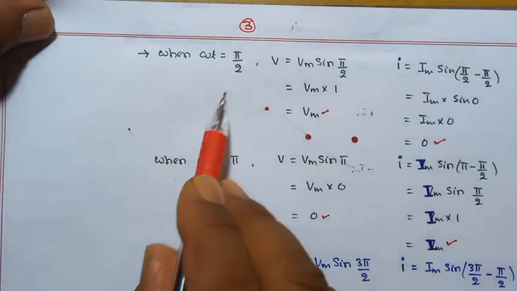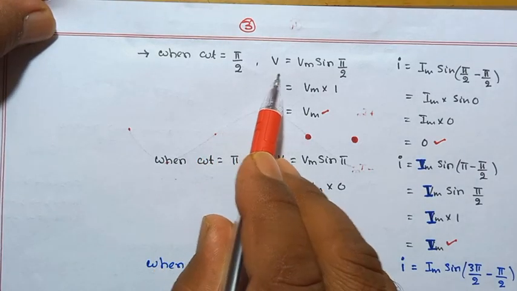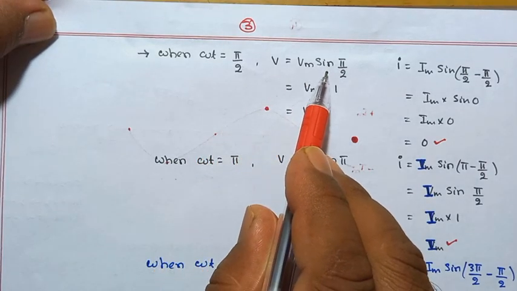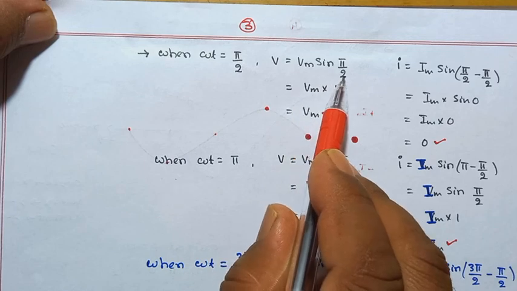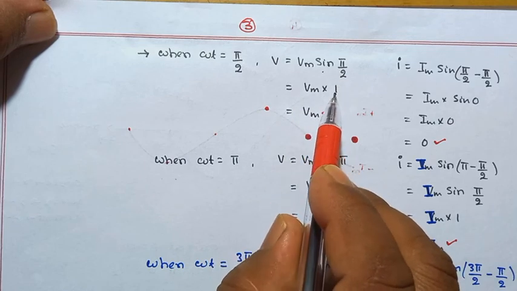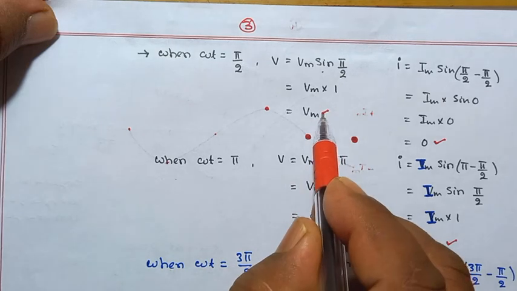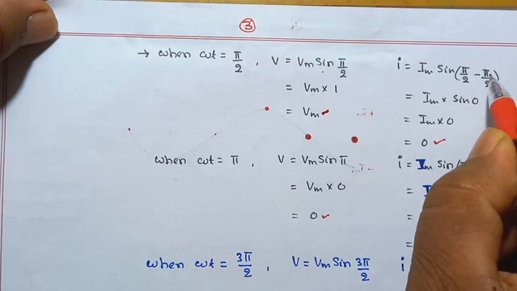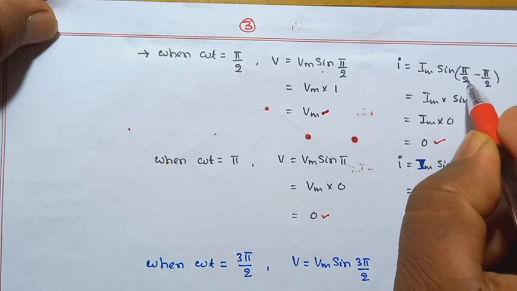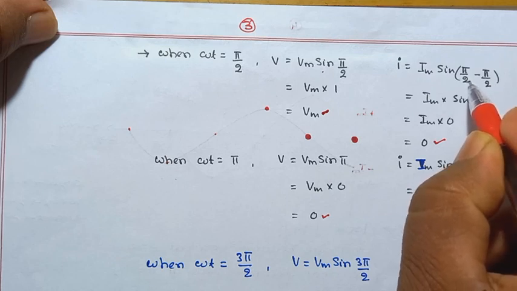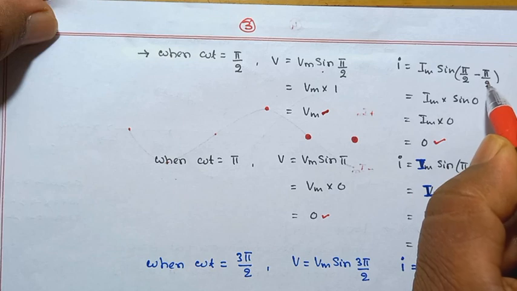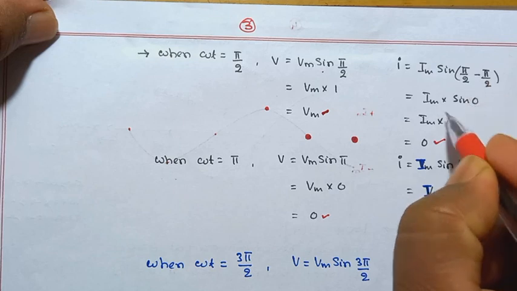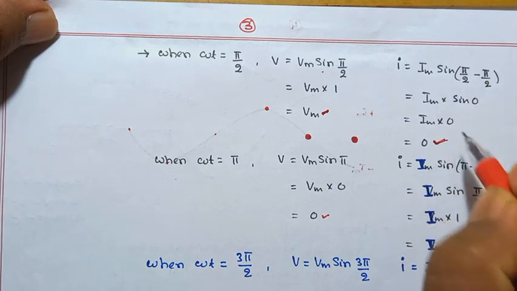Now omega t is equal to pi by 2. So V is equal to Vm sin omega t. In place of omega t, we will put pi by 2. So sin pi by 2 is 1. So Vm into 1 is Vm. Okay. Now I is equal to Im sin omega t minus pi by 2. In place of omega t, we will put pi by 2. So pi by 2 minus pi by 2 is 0. Sin 0 is 0. So Im into 0 is 0.